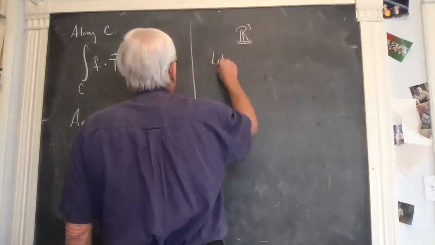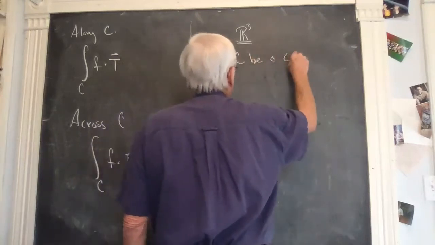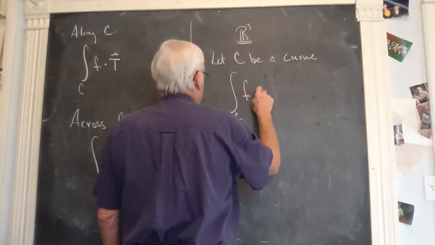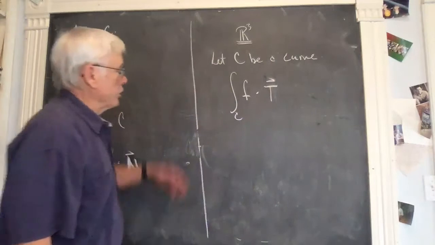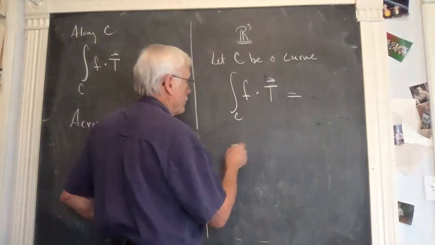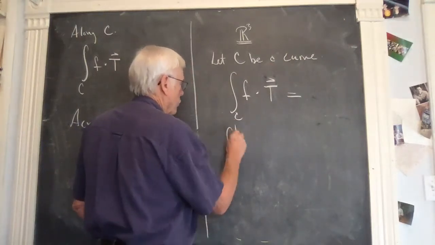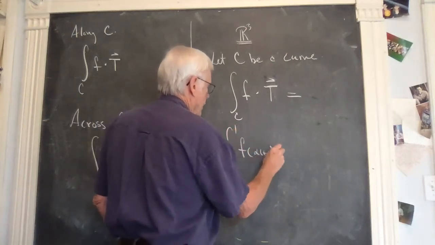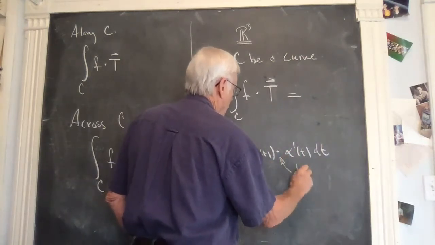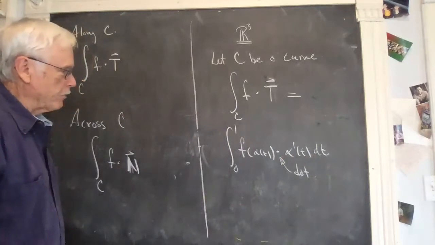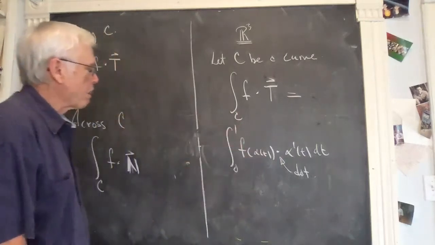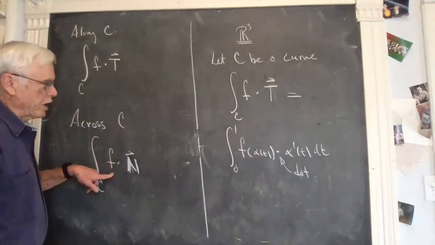So let C be a curve. We can certainly do the integral of F in 3 space. It works exactly the same. Parameterize the curve with alpha. And so this would be the integral from 0 to 1 of F of alpha of t dot alpha prime of t dt. This is a dot product here. And this gives the work done by the force along C. This is the integral of the force along C. But this one has some problems.